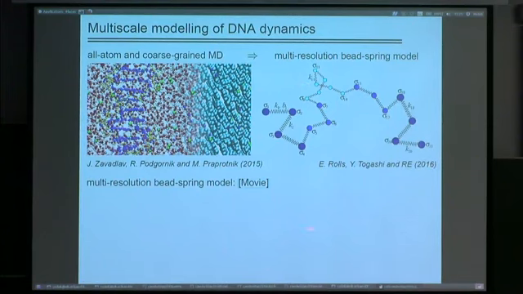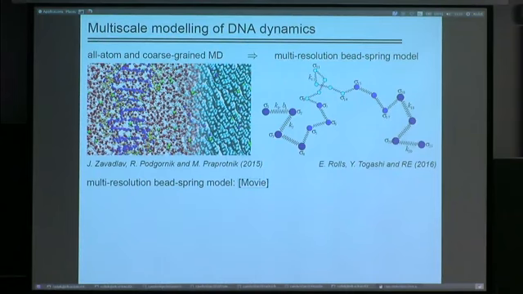This is unpublished work, where we are studying how we can do multiscaling not just by replacing, say, waters outside of the DNA by some coarser particles, but also coarse graining along the chain, which naturally leads to a multi-resolution bead spring model. So it's a generalization of the standard bead spring model by considering beads of different sizes and springs of different spring constants. I will just show you a video.